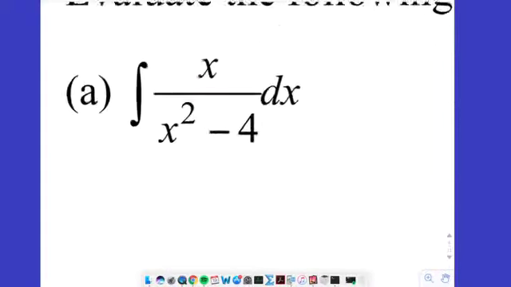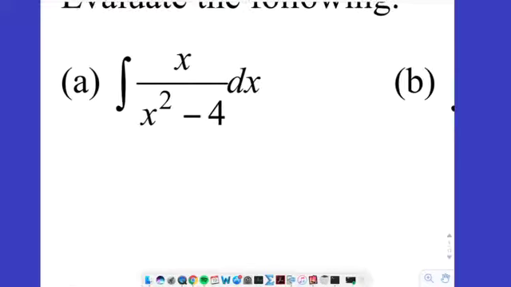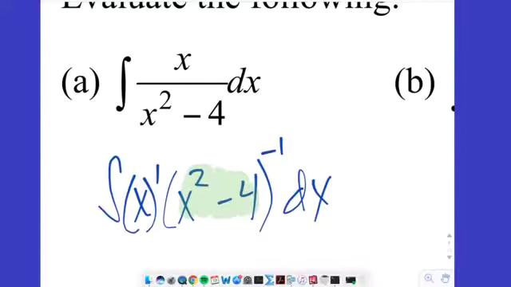All right, let's see what to do. We got something divided by something. So a good first step, if you don't see patterns right away, is to bring them to the top, and then maybe force parentheses around the other one. So now you have the possibility of two inside functions. Don't forget your dx. If x is the inside function, it's inside something to the first. What's the derivative of x, though? 1, right? That's not x squared minus 4 to the negative first. So x is not the inside function. But maybe x squared minus 4 is the inside function.